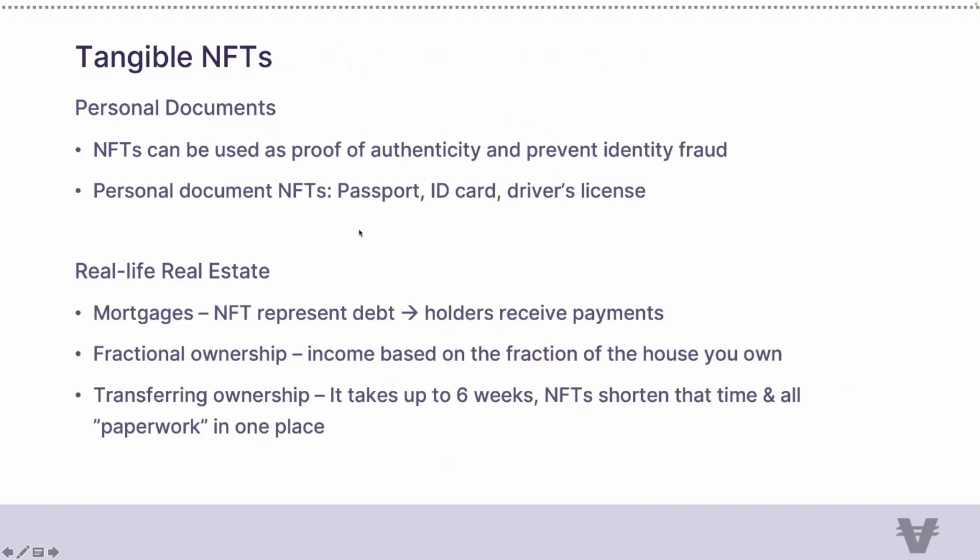Then we have some more tangible NFTs. For example, personal documents. NFTs can be used as proof of authenticity and prevent identity fraud, and that can happen if personal documents are turned into NFTs, such as passport, ID card, and driver's license. Then if we look at real-life real estate, we have mortgages, fractional ownership, and transferring ownership. And for all these three utilities, NFTs will have a significant impact.